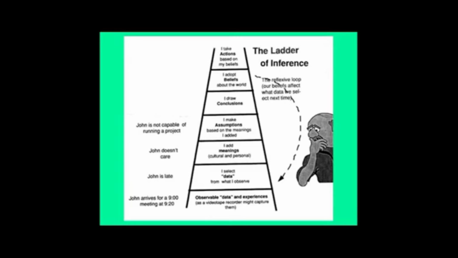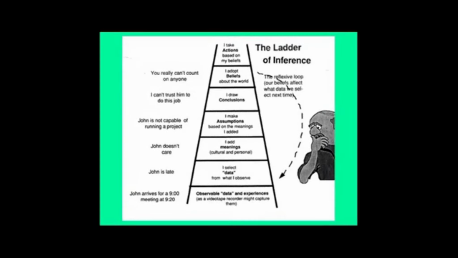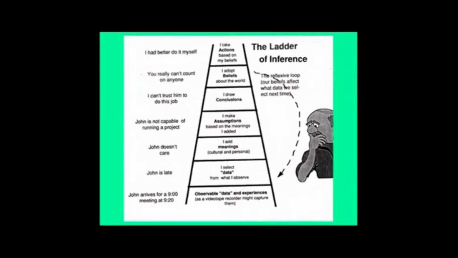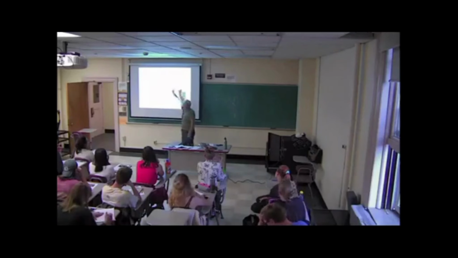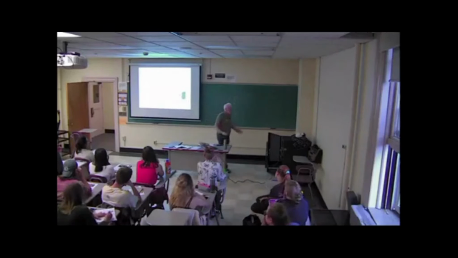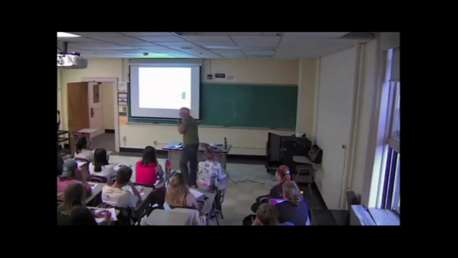So we add meaning and make assumptions based on this data, right? We then draw conclusions based on this data and these assumptions. I can't trust John to do this job, right? Then I adopt beliefs based on this. You truly can't count on anybody, right? And then finally, I better do it myself. So what happened was, we observed someone walks in at 9:20 for a 9 o'clock meeting, and what we do very quickly is we run up the ladder of inference, and we all do it.